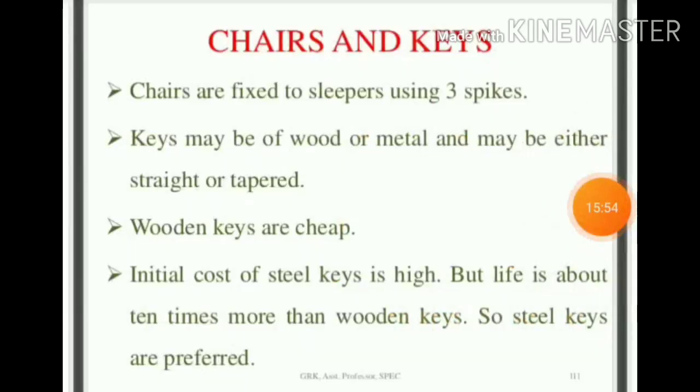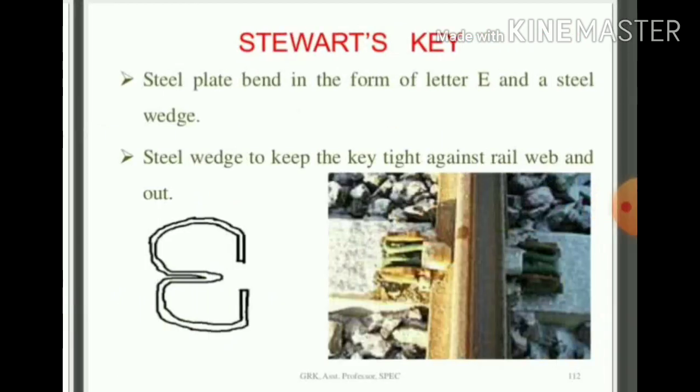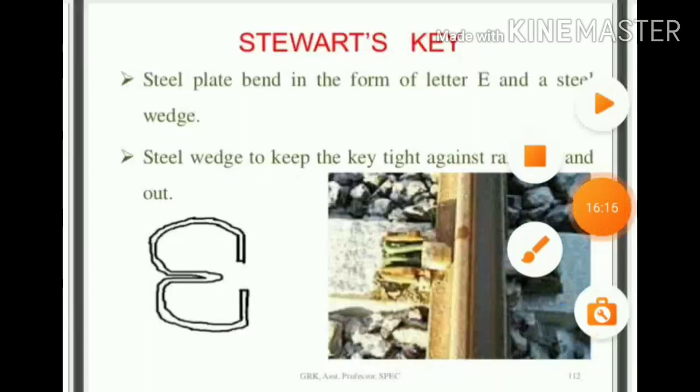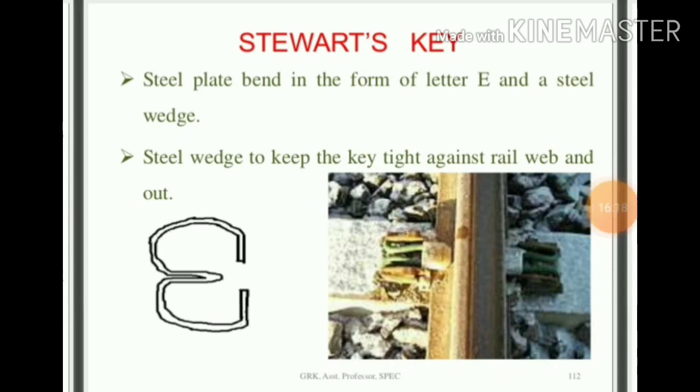The chairs are fixed to sleepers using 3 spikes. Keys may be of wood or metal and may be either straight or tapered. Wooden keys are cheap. Initially the cost of steel is high, but its life is about 10 times more than that of wooden keys. So steel keys are preferred nowadays. There are different types of keys. The most commonly used and most important type of key is Stewart's key. A steel plate bent in the form of letter E and a steel wedge is called a Stewart key. You can see Stewart keys in this figure also.